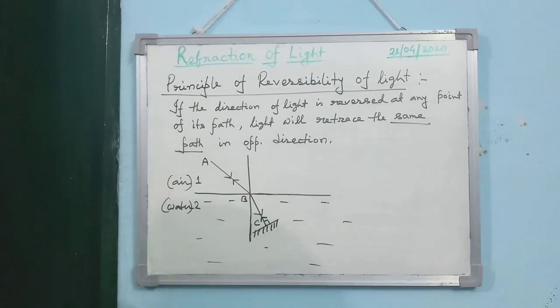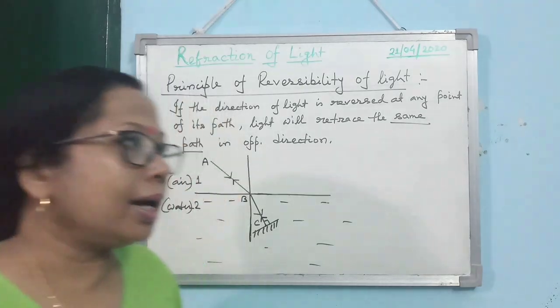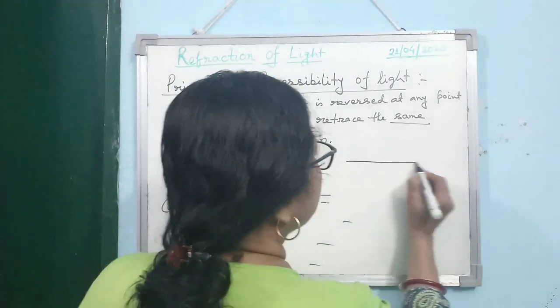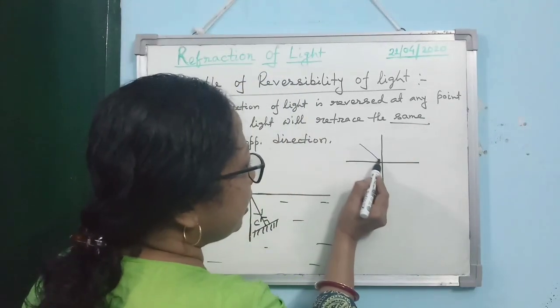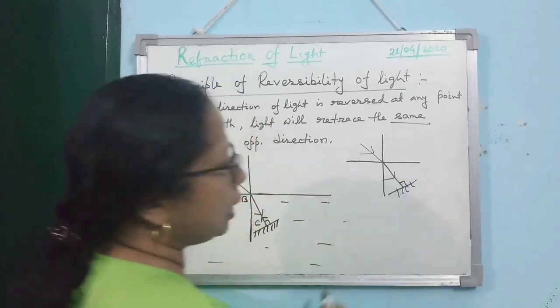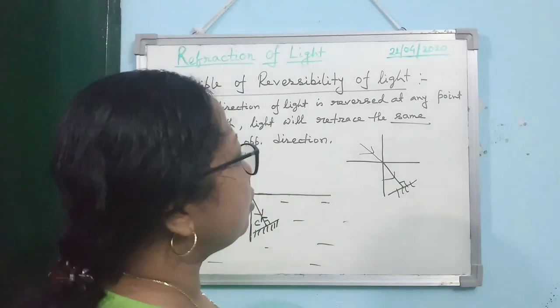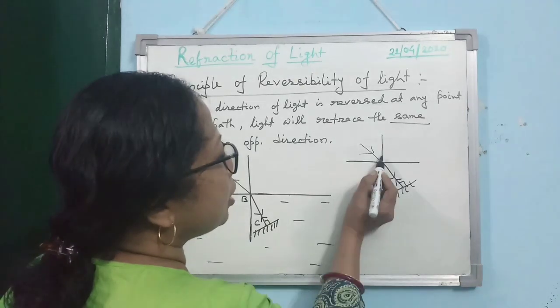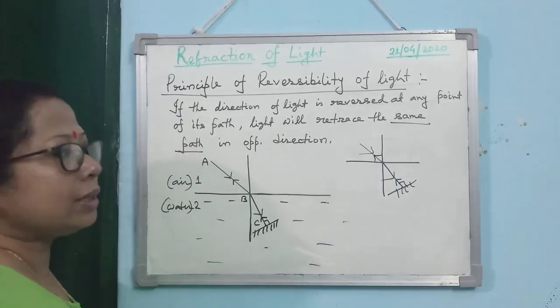And this one is very important for your board exam. The question will come like this: there is a light ray falling on a mirror perpendicularly. It will be asked that you show how the light will move after falling on the mirror. So what you have to do? You have to just give an arrow in the opposite direction.